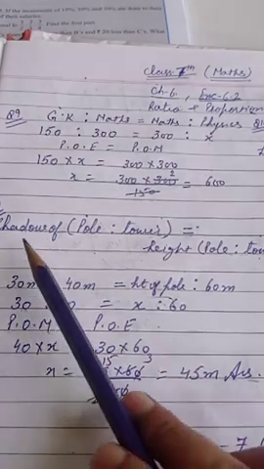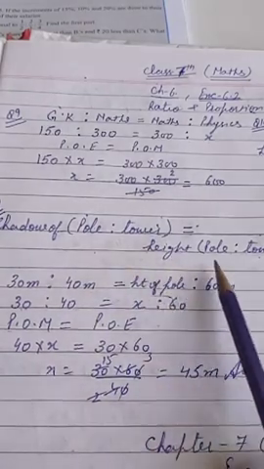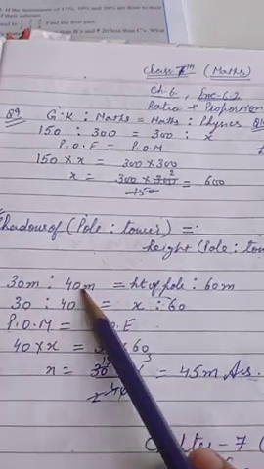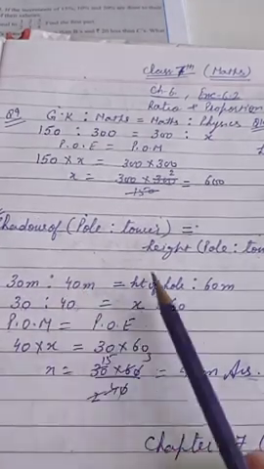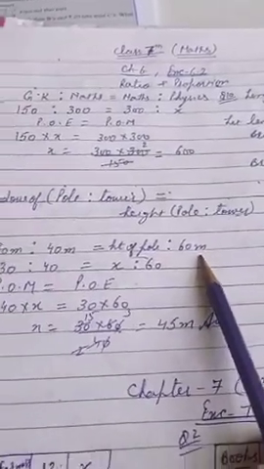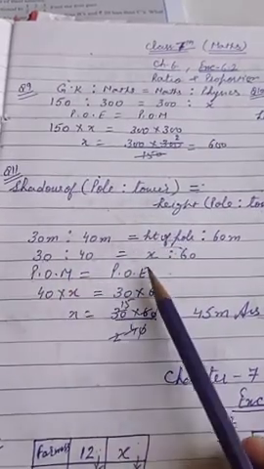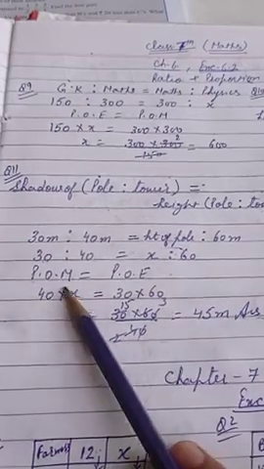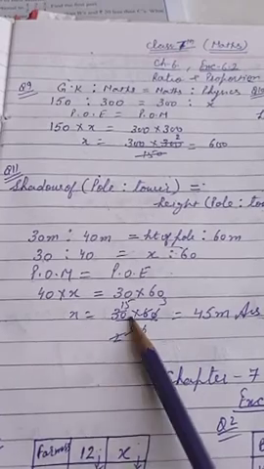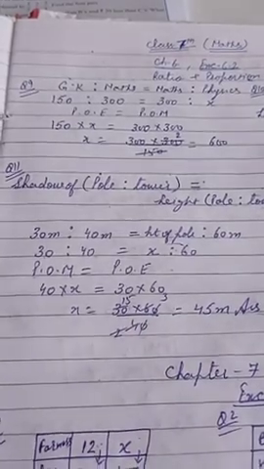So I can write here, ratio of shadow of pole to tower will be equal to actual height of pole to tower. So what is the ratio of the shadows? Pole and tower ratio is 30 is to 40 given. Height of the pole we don't know, but height of the tower is given 60 meter. Clear? And we are asked to find height of the pole. So 30 ratio 40 is equal to x ratio 60. Product of means is equal to product of extremes. Put the value and find the value of x, meaning the height of pole is equal to 45 meters.